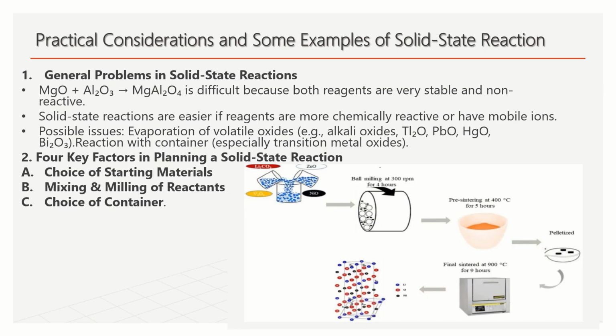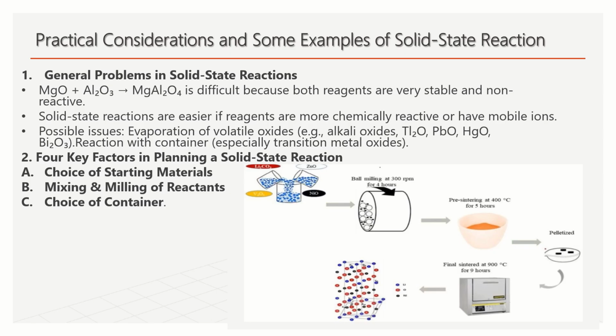High energy planetary mills work even faster, but they have a risk. The milling balls or jars can contaminate the sample. Often we add a small amount of water or organic liquid during mixing to make the grinding smoother. But after mixing, we must dry the powder completely. So for the next thing, that is the choice of container, the sample must not react with the container.